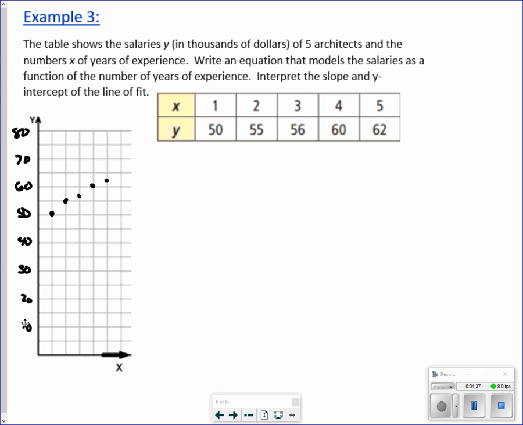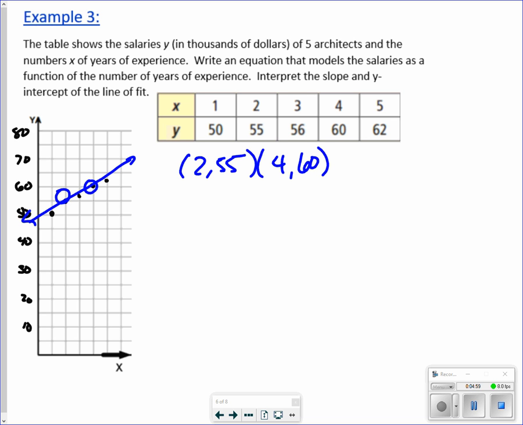So I'm going to draw a line through the data. So kind of right there. And I'm going to use these 2 points. So I'm going to use the point (2, 55) and (4, 60). And again, on an assessment, we will tell you which 2 points to pick.